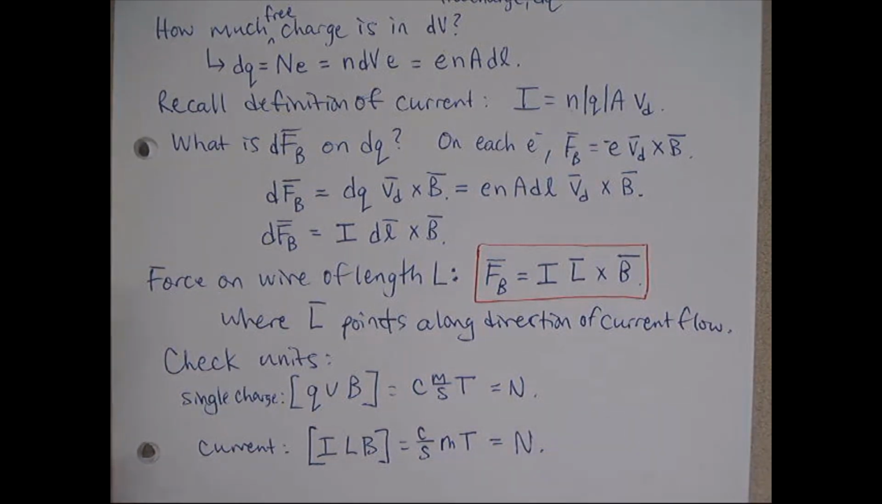So you can see both of these are consistent, and we have derived the result that we'll use in class, that the force on a length of wire L is the current times this vector, which is the length vector crossed with the magnetic field.